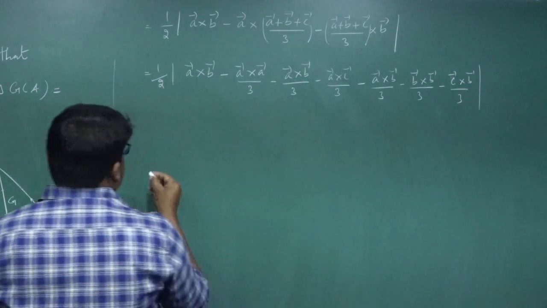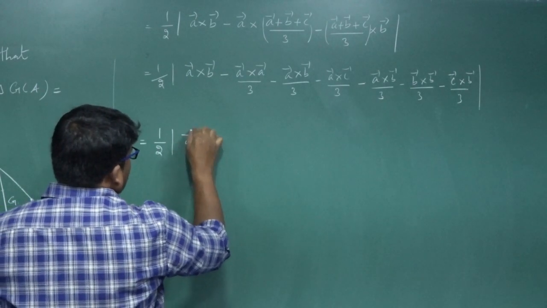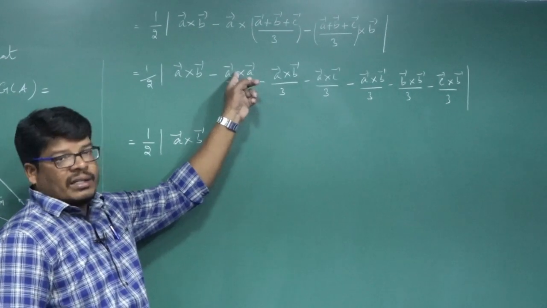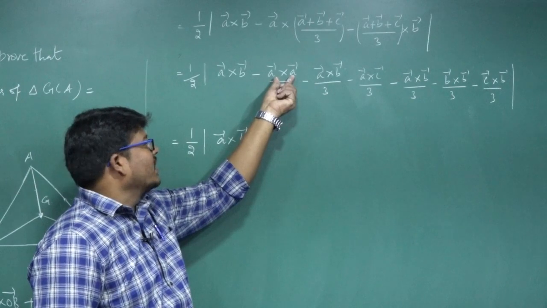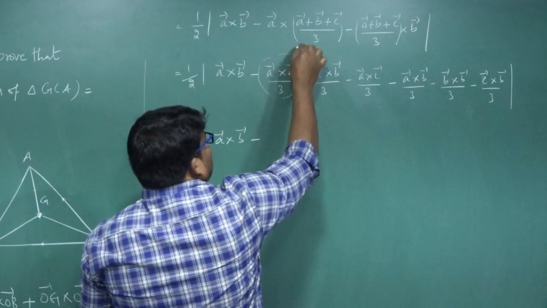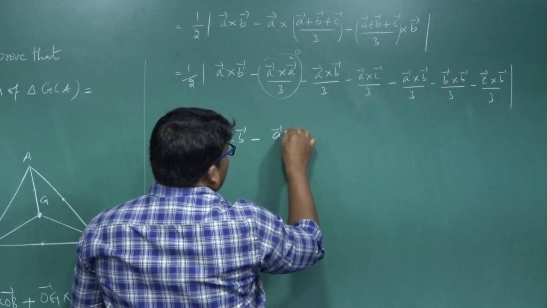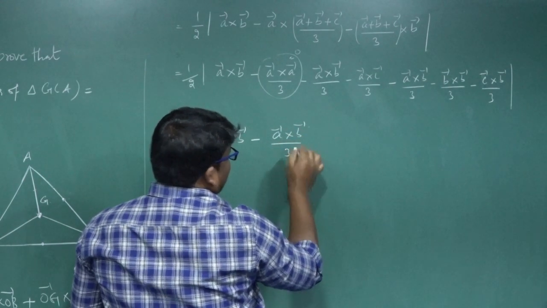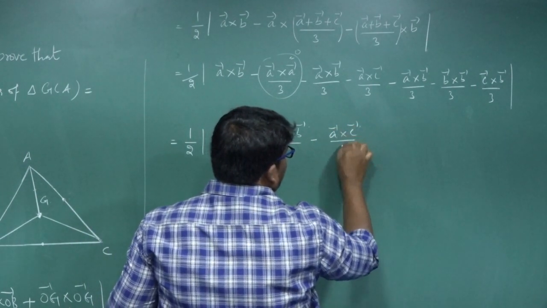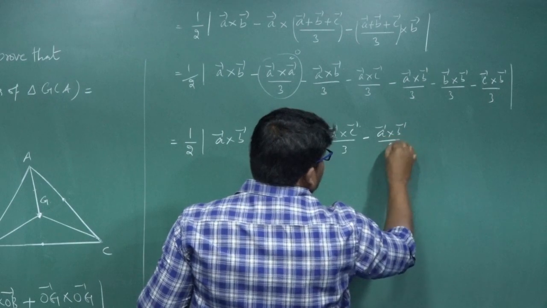Multiply the vectors. That is equal to 1 by 2 modulus of A vector cross B vector minus A vector cross A vector. A vector cross A vector, this term is 0. That is equal to 0. Next one, minus A vector cross B vector by 3. Next one, minus A vector cross C vector by 3. This term, minus A vector cross B vector by 3.